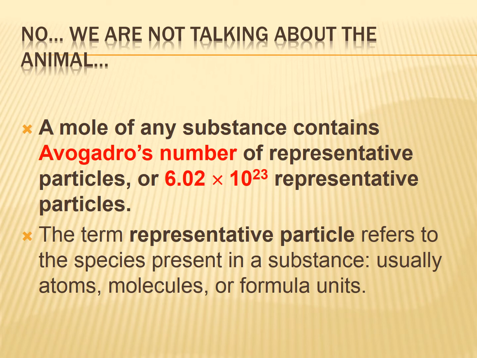It's a very large number because atoms are so incredibly small. We need an exceptionally large number of atoms in order to actually weigh them. So it is made up of 6.02 times 10 to the 23rd of whatever you're talking about. In chemistry, we could be talking about atoms, molecules, or formula units. It doesn't really matter, okay? When somebody says how much is a mole, it's 6.02 times 10 to the 23rd.